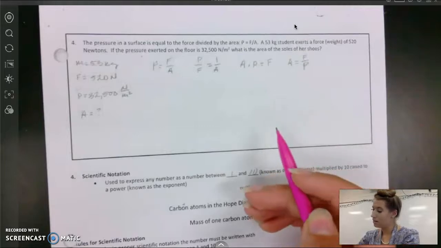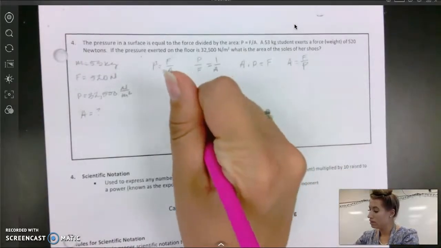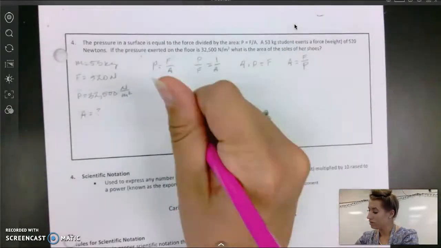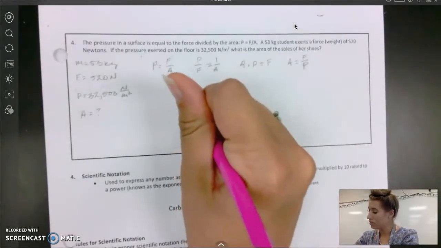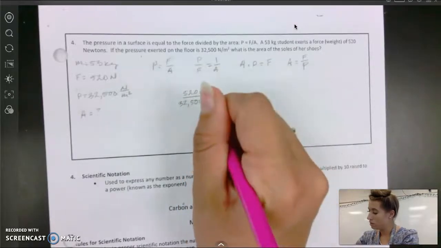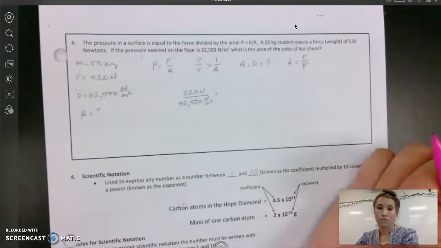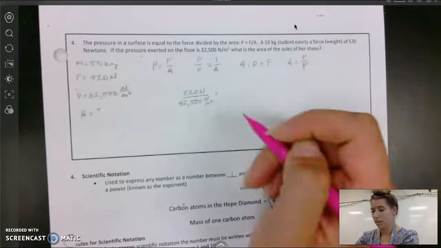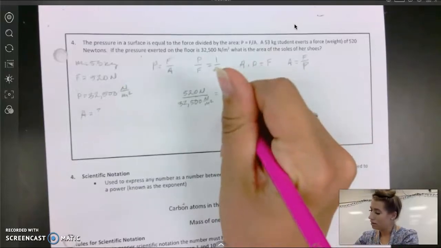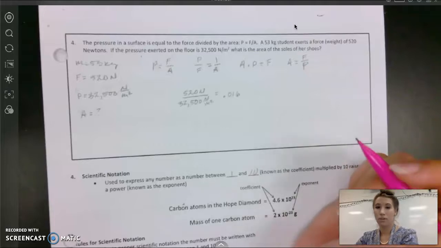Now we're going to make sure our units show us that we did this algebraic expression correctly. All right, let's solve for our unknown. So our force is 520 newtons. Our pressure is 32,500 newtons per meter squared. Okay, so run that through your calculator and see what your final value is. I'm getting 0.016. But what's my units?